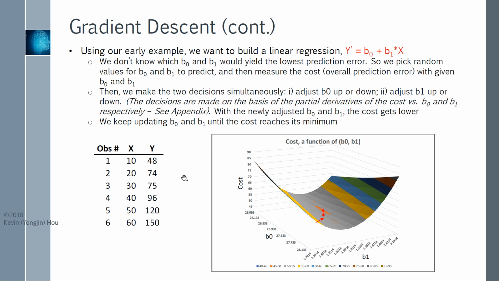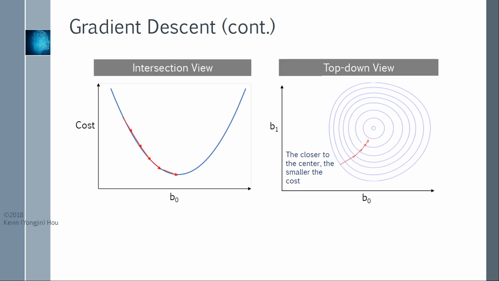But one thing to point out is gradient descent is a very generalized method. It works not only for linear regression, but also for many other machine learning algorithms. So that's why we are spending more time looking into this approach, because we're going to use it again and again for our future machine learning algorithms.